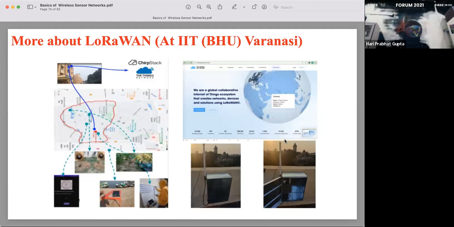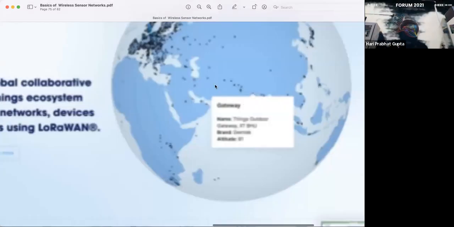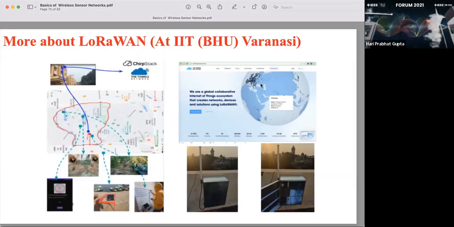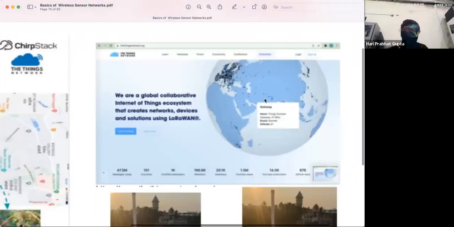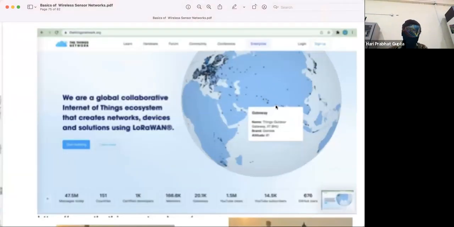The IIT BHU Varanasi campus is right now LoRa enabled. We set up our own LoRa gateway and LoRa network inside the campus, and this gateway is initially connected to the ChirpStack server. You can see that this is the location. Here, this is The Things Network server. They show the location. This black dot indicates the gateway. So in India, this is the LoRa gateway we set up at IIT BHU Varanasi.